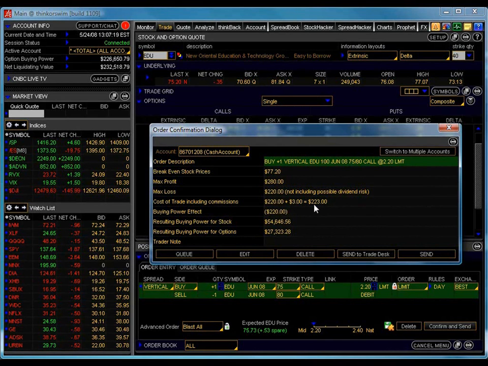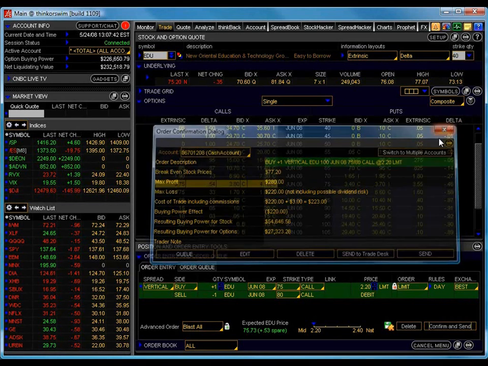So by trying to enter this order as a spread instead of individual orders of the options, it saved us $20 on this one order. Okay, that may not seem like a lot. However, if you enter enough of these orders over the period of a year, that $20 can add up very, very quickly. Let's just give you an example.